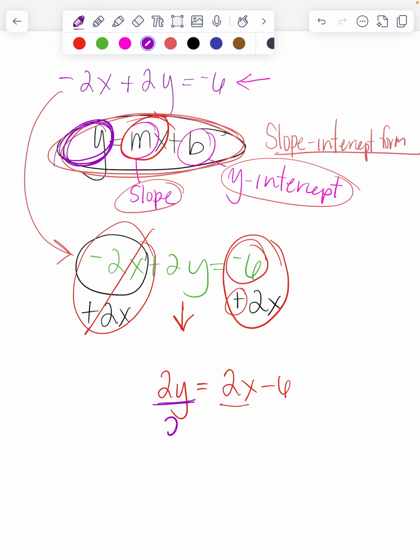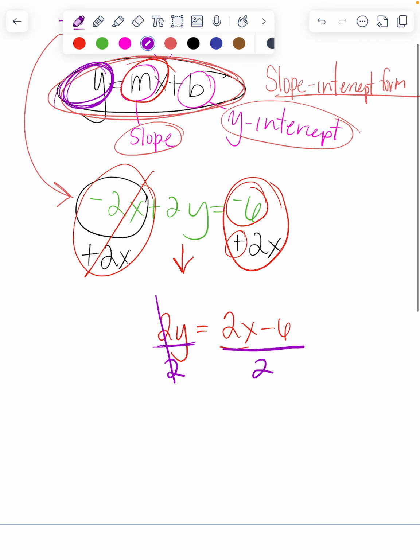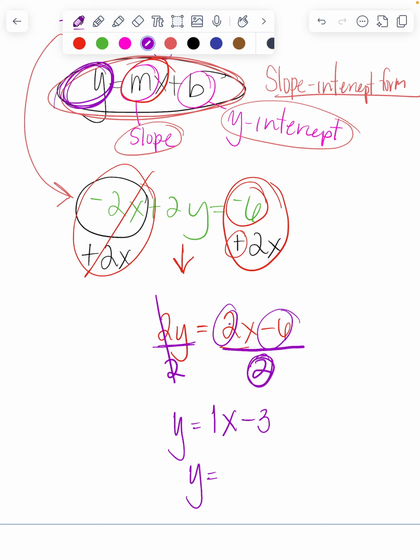So that means I'm going to divide it so that I can cancel it, but then I also have to divide everything on the other side by 2. So therefore, I'm going to be left with y equals 2 divided by 2 is 1, and negative 6 divided by 2 is negative 3. In other words, my equation is y equals x minus 3.